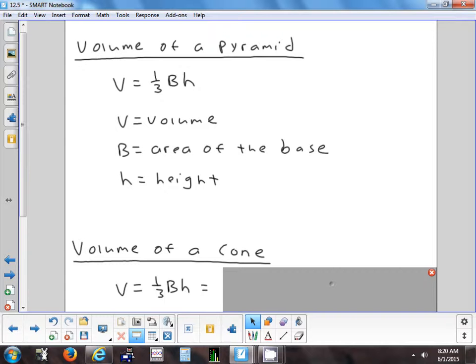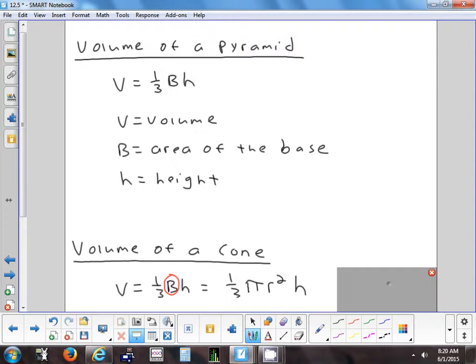So on the volume of a cone, I've got 1/3 the area of the base times the height, but I can be a little bit more specific about what the shape of the base is. In a cone, the base is always what shape? Circle. And the area of a circle is pi r squared. So all I'm going to do is fill in pi r squared for that. And there's my volume of a cone. It will always be pi r squared because the shape of the base in a cone never changes.